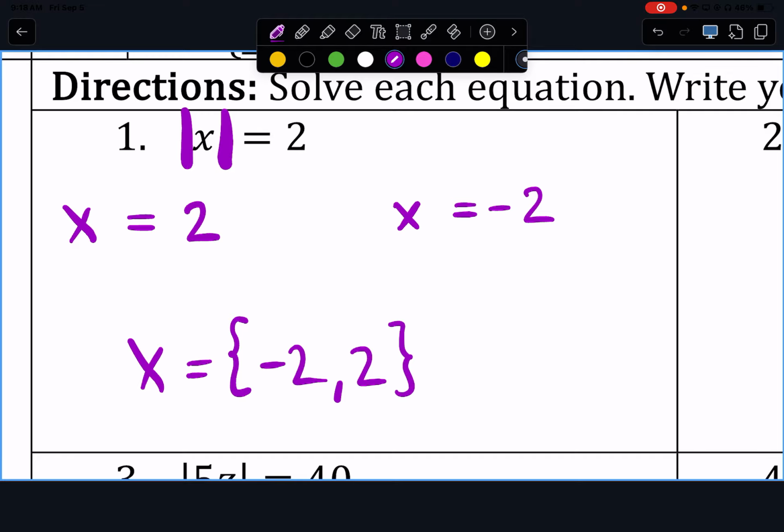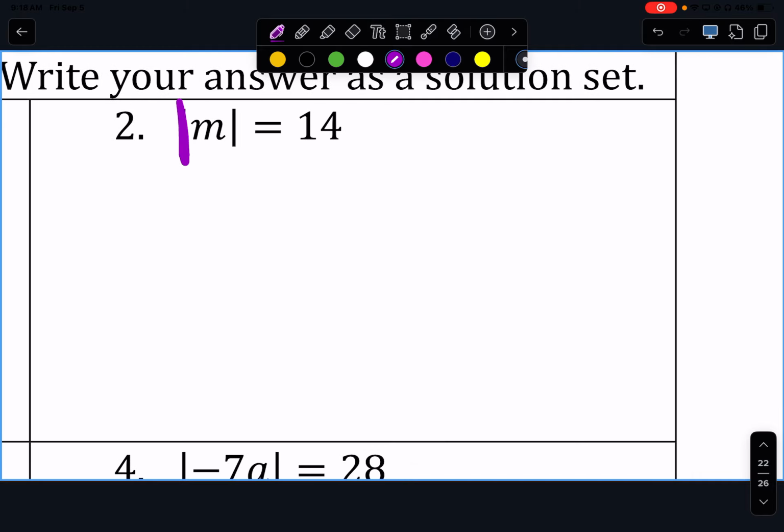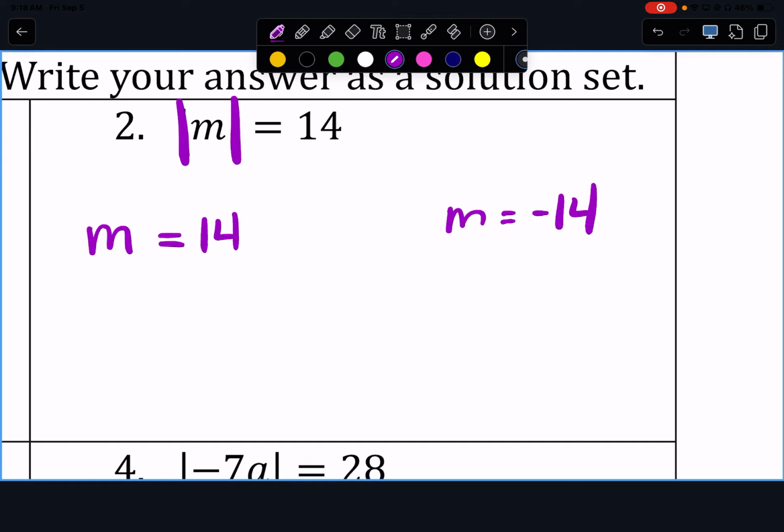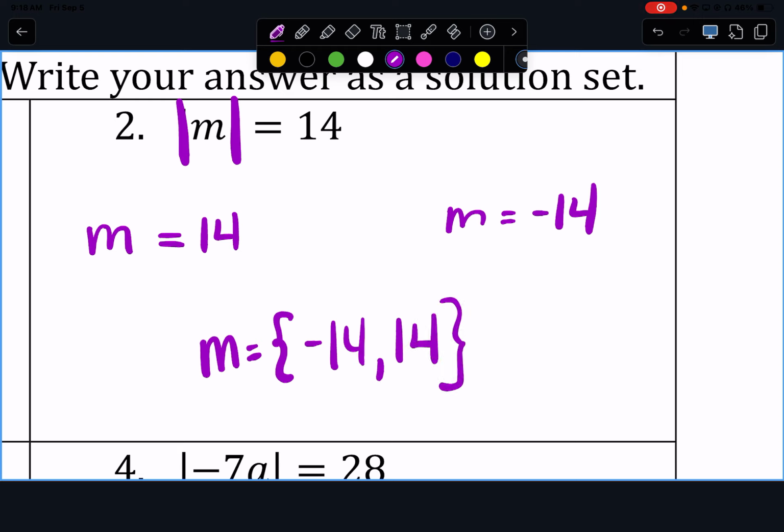Then we're going to look at question 2. For question 2, we have the absolute value of m is equal to 14. So our absolute value is isolated. Then we do m is equal to positive and negative 14. Is there anything to solve? No. So we are good to say m is equal to squiggly bracket, negative 14, comma, 14. Yes, we go in numerical order, so smallest number, then the biggest number. We will always put it smallest, biggest.